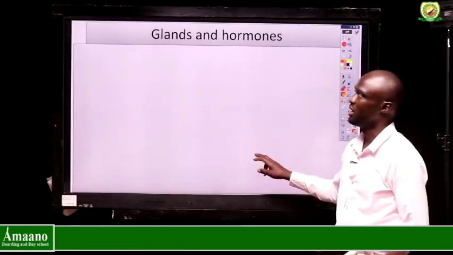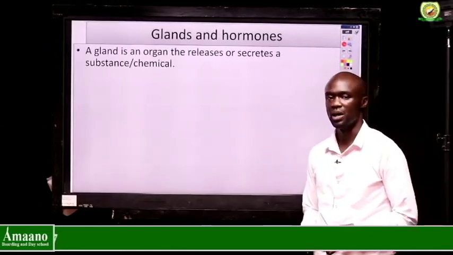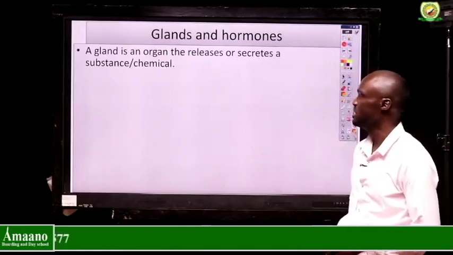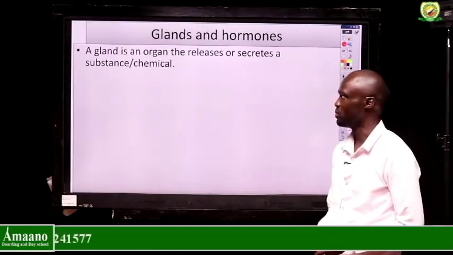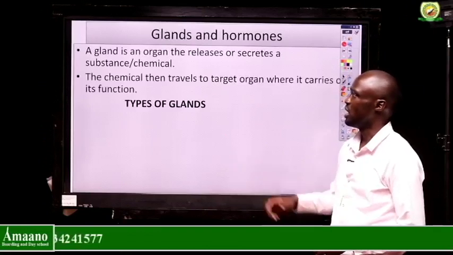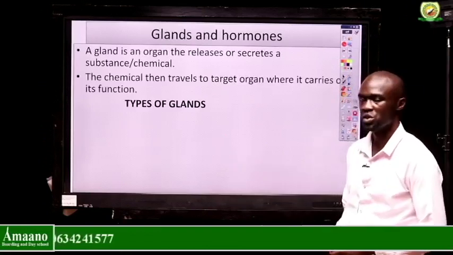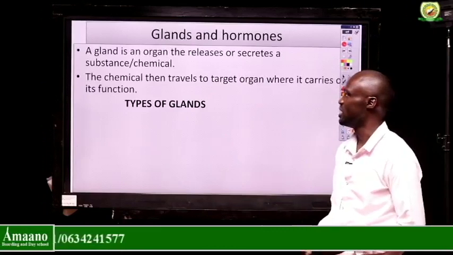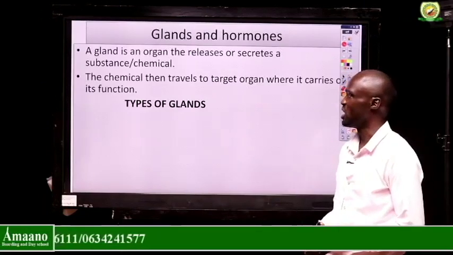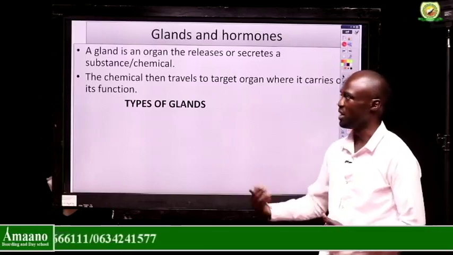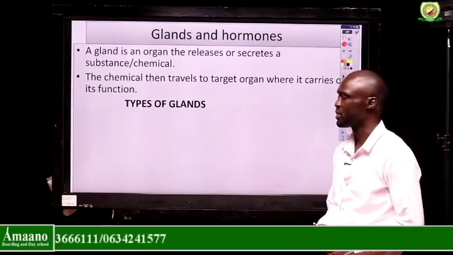Today, I want us to look at glands and hormones. When we talk about a gland, we mean an organ that can release or secrete a substance or a chemical. And these chemicals that are released by the gland then travel to the target organ where they cause an effect or carry out a function.